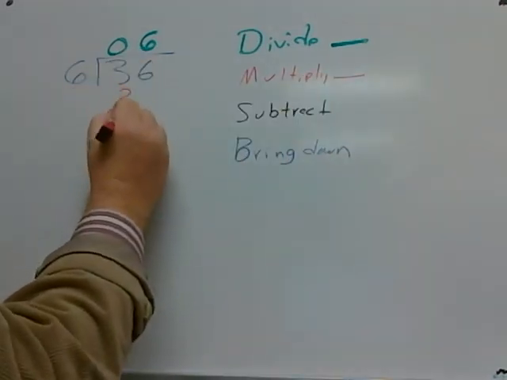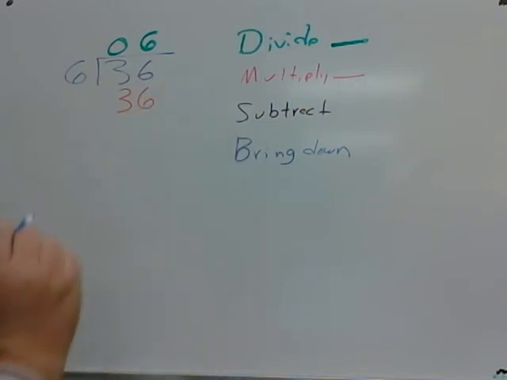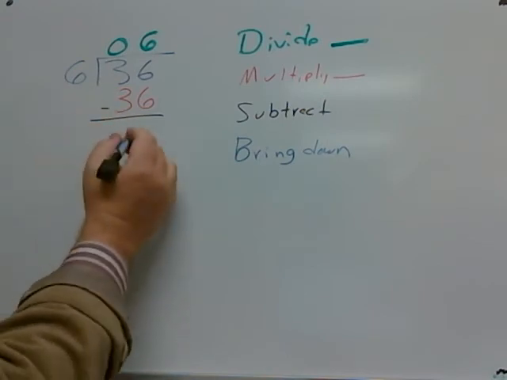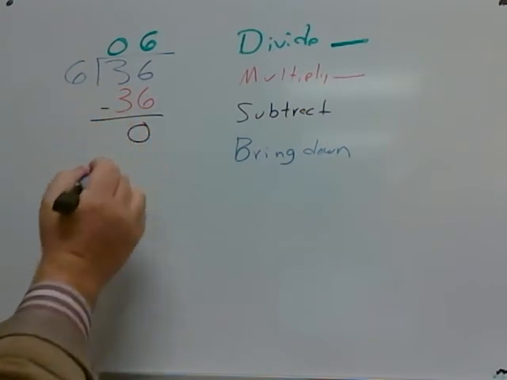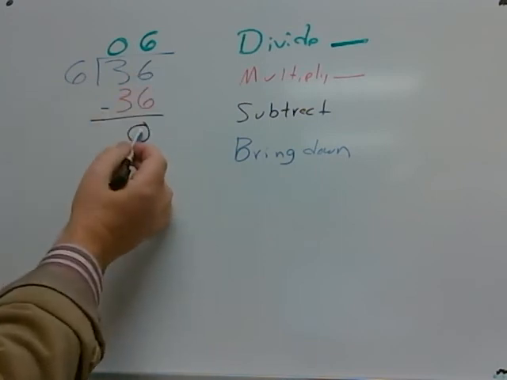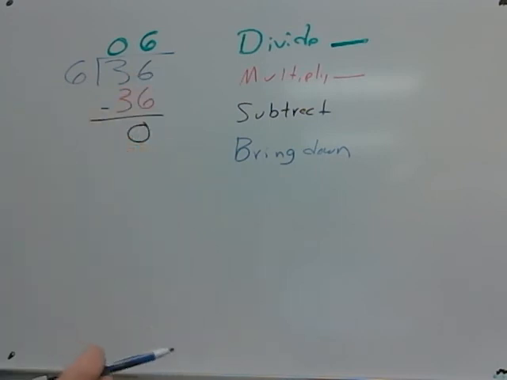6 times 6 is 36. After I multiply, I'm of course going to subtract. 36 take away 36 is 0. Here's where sometimes I'm going to be bringing down numbers, but here I don't have that opportunity, so there's nothing to bring down and my remainder is 0. That means I'm done. 36 divided by 6 is of course 6.